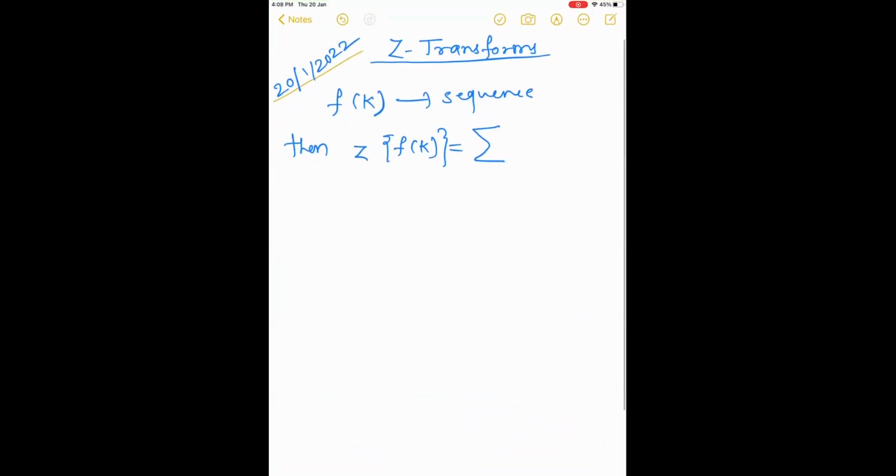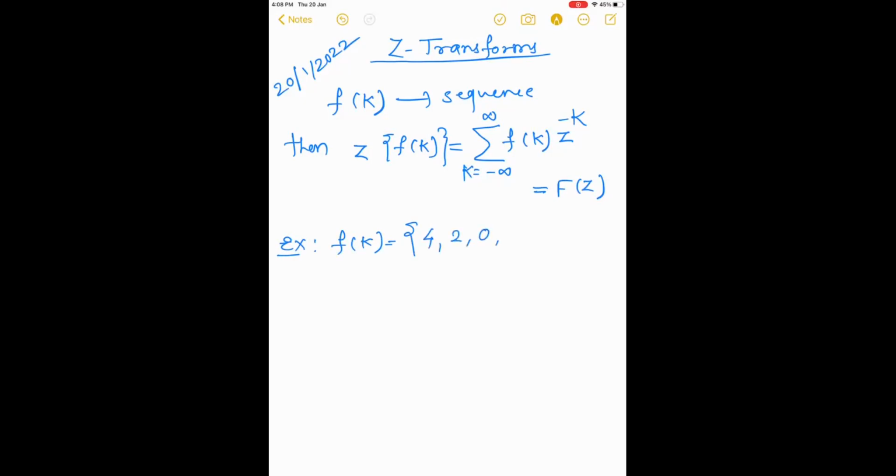So Z transform of f of k is written as f of k sequence multiplied by z raised to minus k, and k is from minus infinity to plus infinity. This much you have to remember. Which gives you the resulting function as F of z, some function of z. That is your expression. So for example, another sequence, if I choose, say f of k is equal to, suppose I take some finite sequence 4, 2, 0, minus 2, minus 4, minus 6, and the arrow is indicated here at this position.